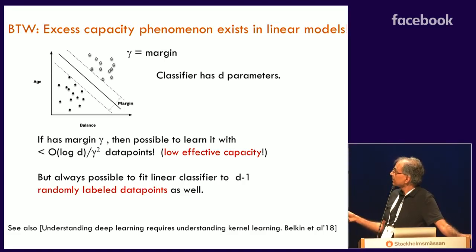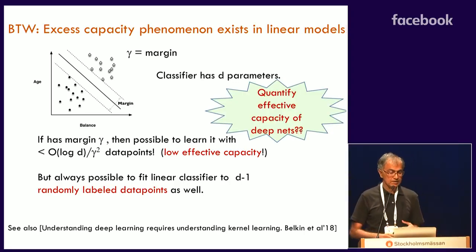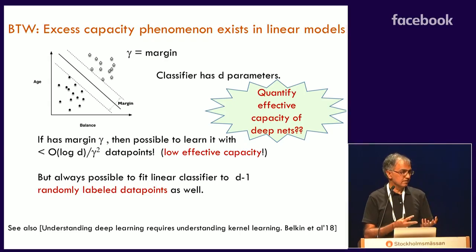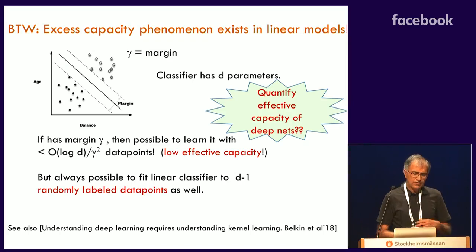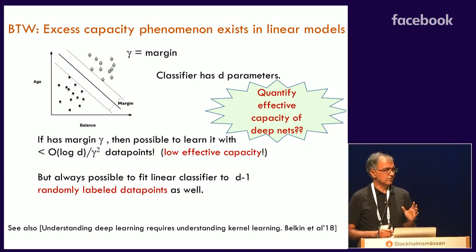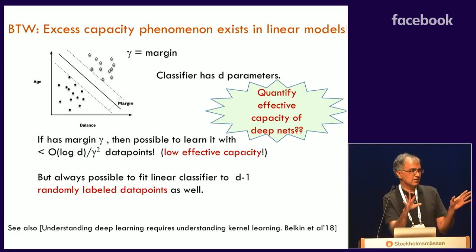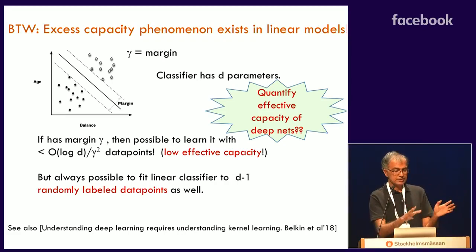So the true question raised by that experiment is not that you need to rethink generalization theory, but how do you quantify the capacity of deep nets? This was really the true message. And for a while, I thought maybe this is of somewhat academic interest because generalization you can test by just held-out data, right? And every practitioner does that anyway.